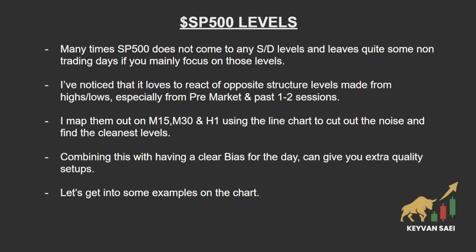Now, what I do is I map them out on the M15 time frame, on the M30, and also on the H1 to look for bigger levels. And I use the line chart a lot just to cut out the noise and find really clean levels. But obviously, then I would switch to the candlestick chart, and then I would adjust those levels, okay? Because obviously there are wicks in play and all that.